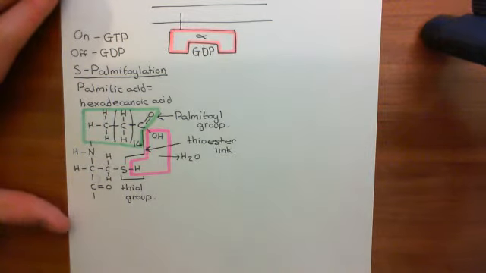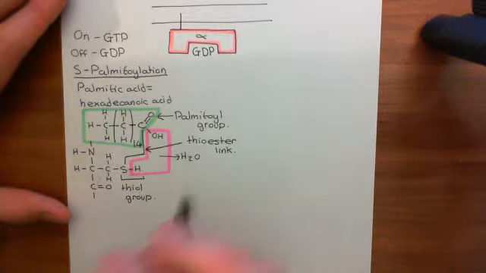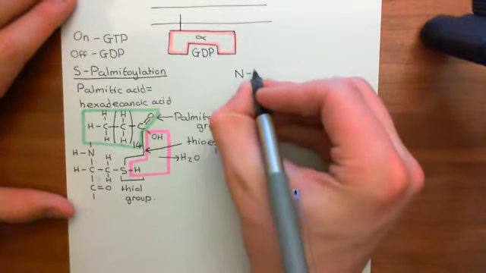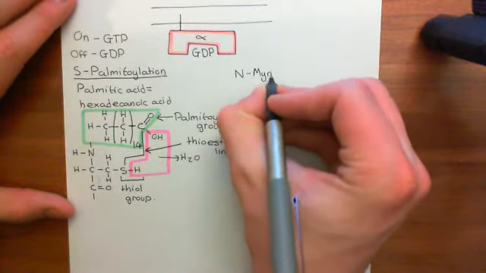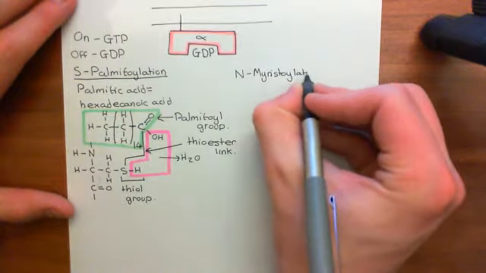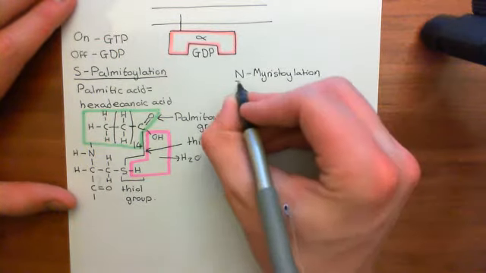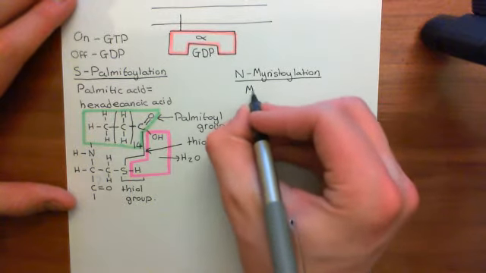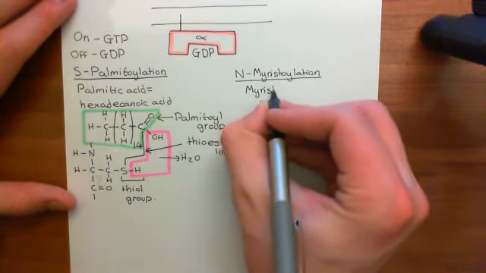Okay, right. Now, some alpha subunits also get another lipid modification occurring to them. Some of them also undergo a process known as N-myristoylation. Okay, so let's now talk about what N-myristoylation means. Okay, so it's a very similar process. This time you add on myristic acid rather than palmitic acid.